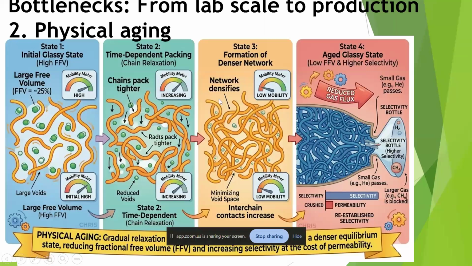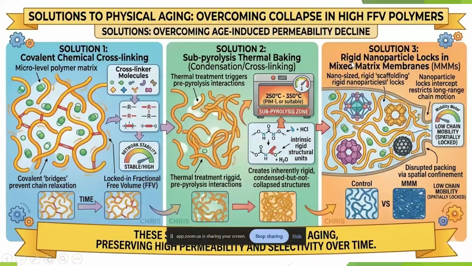Okay, so another thing is physical aging. Physical aging is actually the opposite of plasticization. Plasticization is expanding the polymer chains. Here, physical aging is because of continuous usage over a long period of time, where the polymer chains form a denser network which reduces the gas flux. So this is the opposite effect of plasticization.